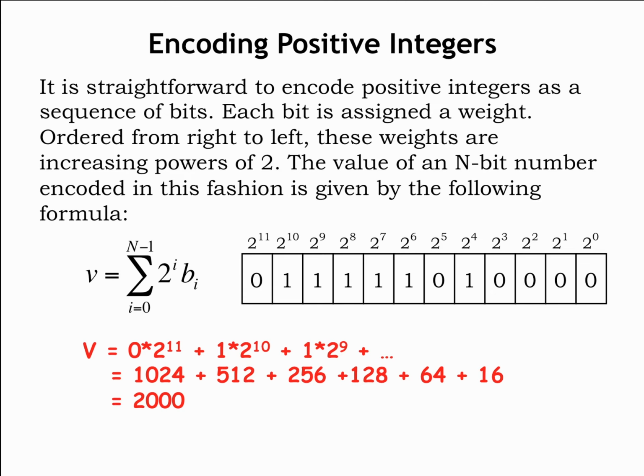Keeping only the non-zero terms and expanding the powers of 2 gives us the sum 1024 plus 512 plus 256 plus 128 plus 64 plus 16, which, expressed in base 10, sums to the number 2000. With this n-bit representation, the smallest number that can be represented is 0, when all the binary digits are 0, and the largest number is 2 to the n minus 1, when all the binary digits are 1.